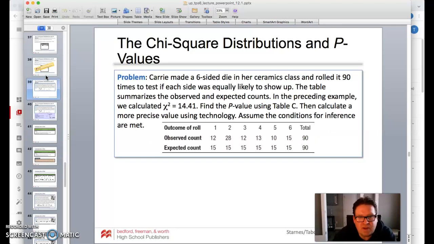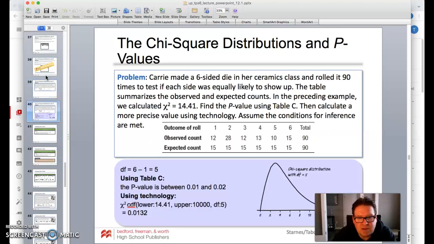So if we take a look at these counts here, using table C, we can see our degrees of freedom here would be 5. We're looking for that value that we have. And again, using our technology, we use the chi-squared CDF, put in the lower bound, which of course is our chi-squared value, and the upper bound of 10,000, and the degrees of freedom, of course, is 1 less than our counts here. And so we actually get 0.0132.